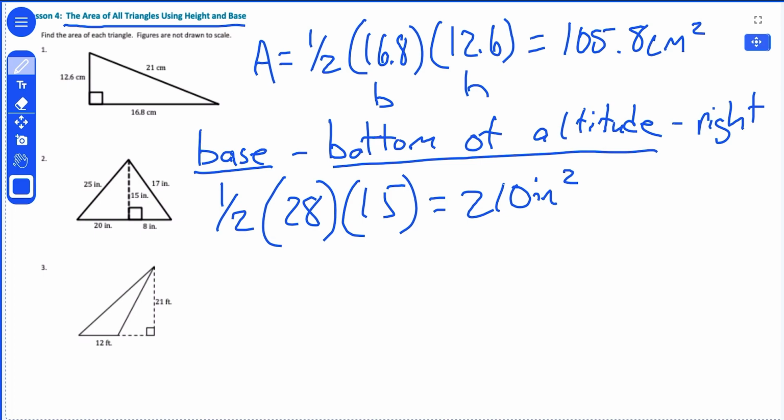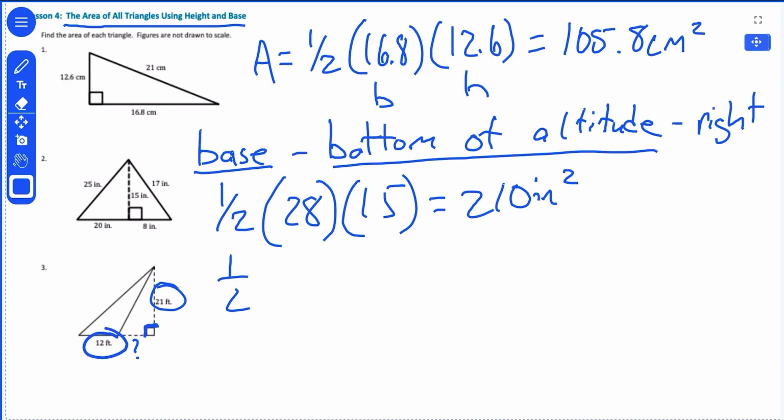Now, number 3 is a little bit different again. Here's our right angle, okay? Now, that is to give us our altitude, which here is 21. We had to have a right angle to find our altitude, just like we always do. Always got to have a right angle. Well, that's our altitude. Now, what is our base? Because we don't have a measurement here, but we don't care, do we? Because there's not an actual base there.